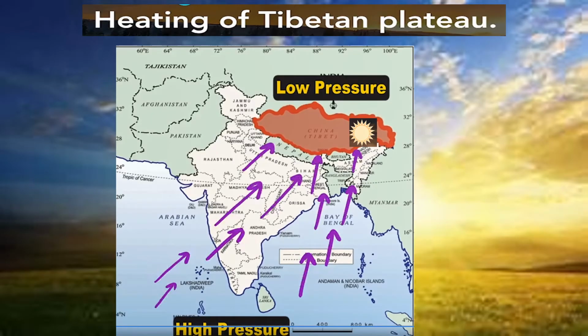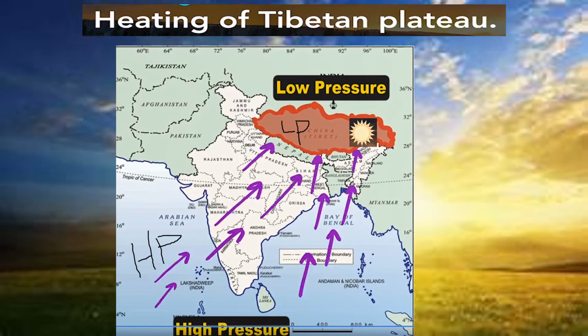Heating of the Tibetan Plateau. In summer, the land of Tibet is very hot, so it creates low pressure, whereas the Arabian Sea is cool, hence there is high pressure. And we have already learned that the wind blows from high pressure to low pressure. So in this scenario, wind blows from the Arabian Sea towards Tibet.